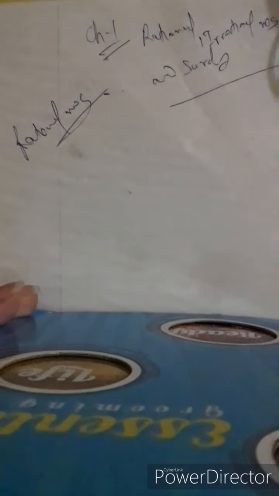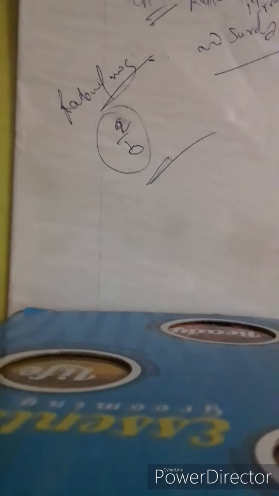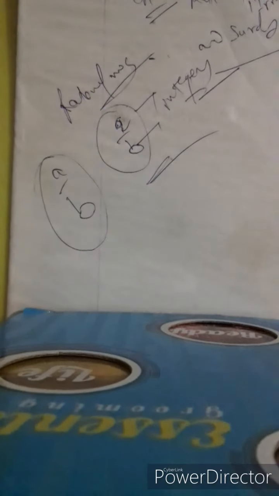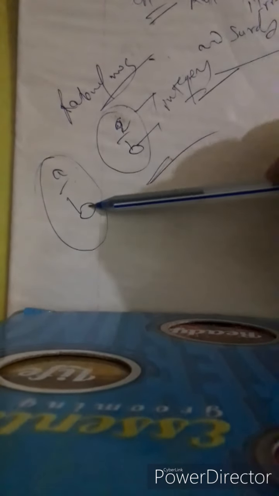A rational number is any number that can be named in the form a by b, such that a and b both are integers. I hope you are able to see clearly. A by b, where a and b are both integers, and b is not equal to 0.